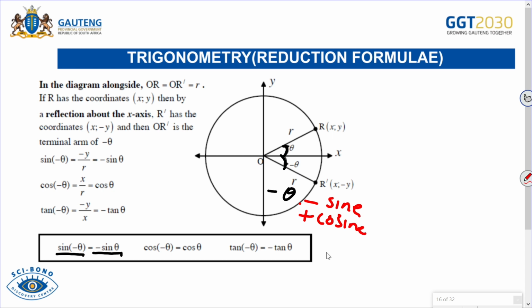and then your tan is going to be negative, because only cosine is positive in this quadrant. So sine of a negative angle is going to be negative sine theta. Cos of a negative angle is cos theta. Tan of negative theta is going to be negative tan theta.